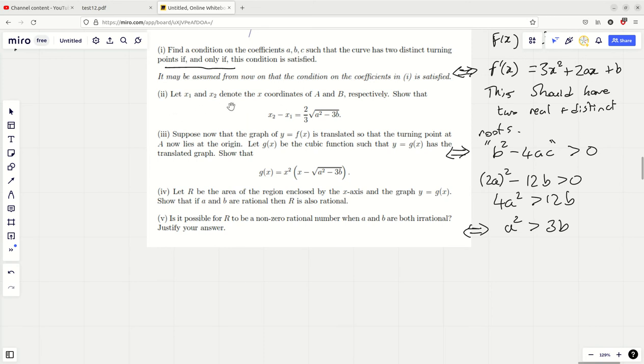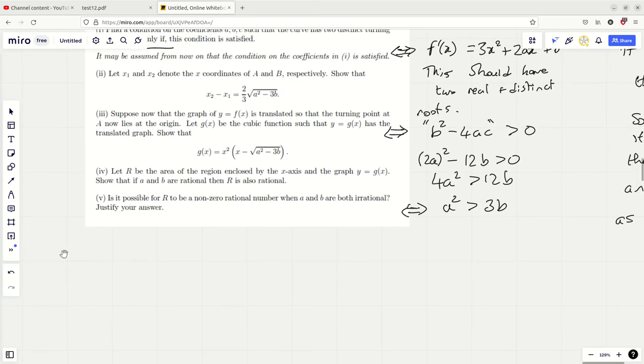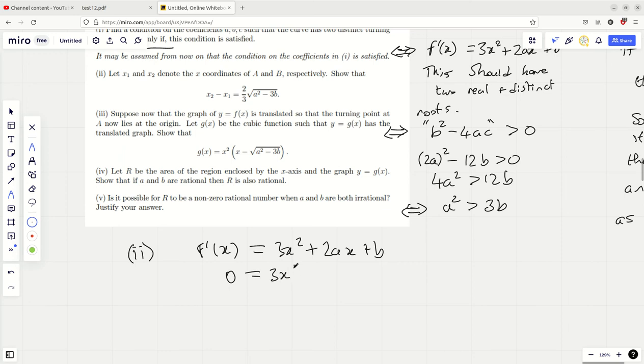Now, let x1 and x2 denote the x-coordinate of A and B respectively. Show that this is true. Okay, this isn't too bad because naturally, in part 2, we're still dealing with the same quadratic. But we want to find the roots of the quadratic when it's equal to 0 now.